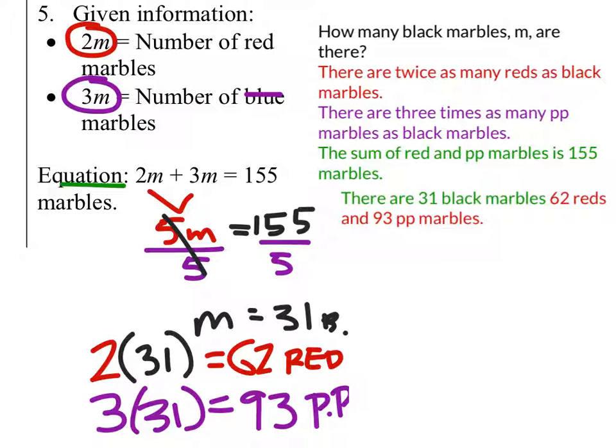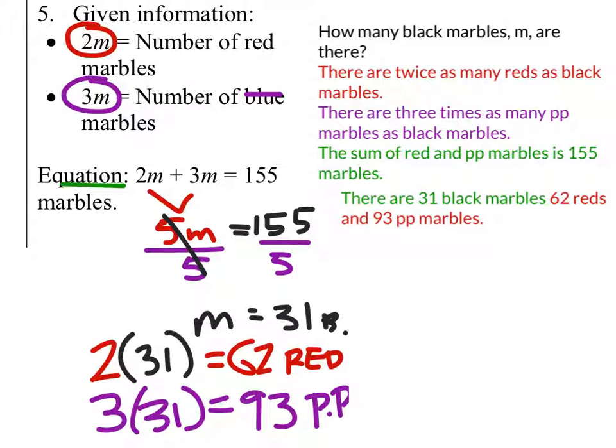So the red is 2 times m. We don't know what m is. It didn't tell us what m represents, so we kind of had to make one up. So we just said m is the number of black marbles. If you wanted it to be green or orange or light pink or dark pink, which is more like a crimson color, that's fine too.